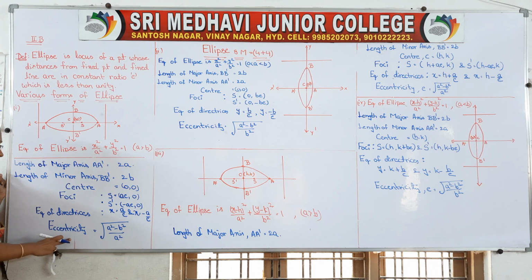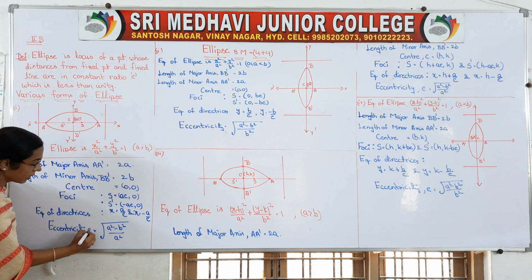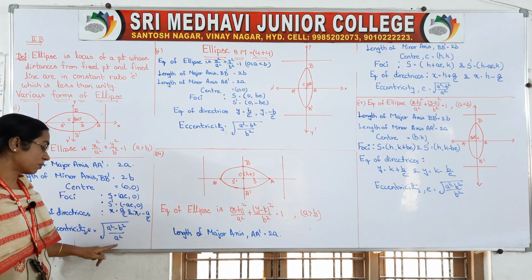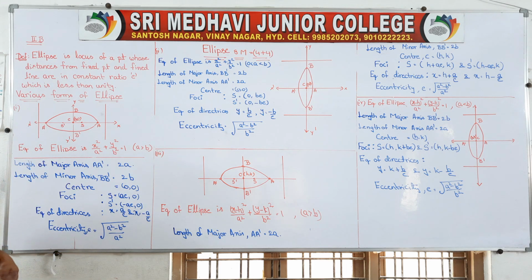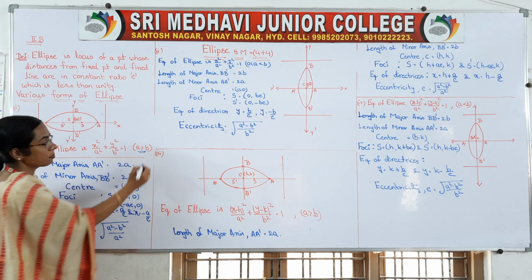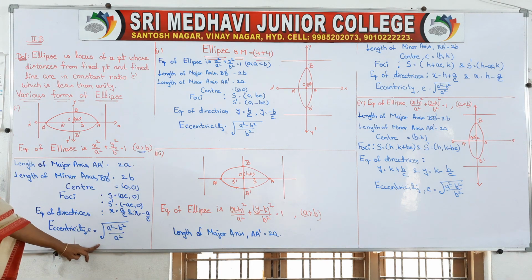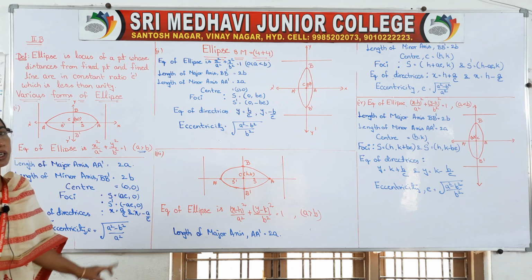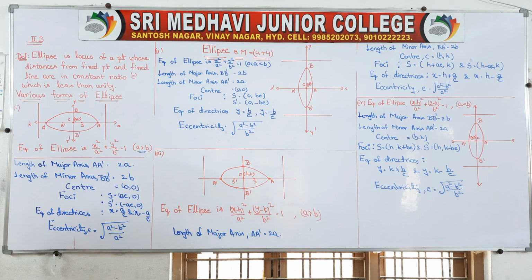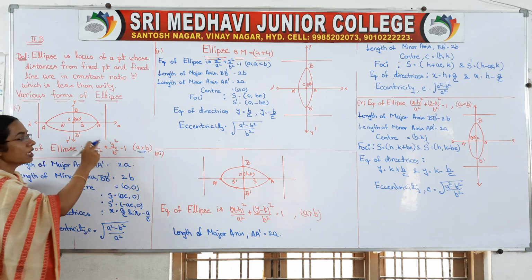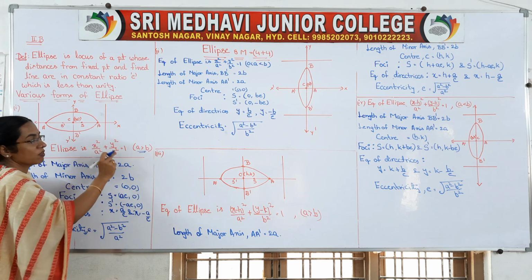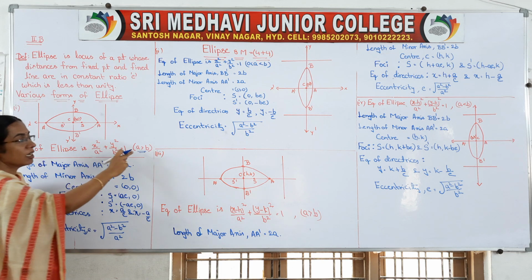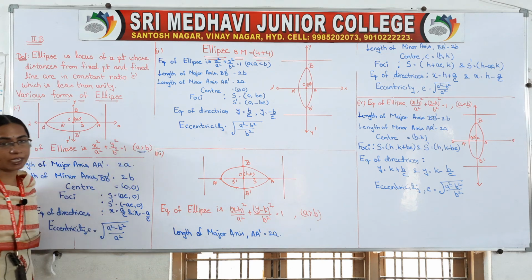Next, come to eccentricity. It is denoted by the letter e, and it is equal to root of a square minus b square by a square. Whenever a is greater than b, your eccentricity formula will be root of a square minus b square by a square. Okay, so for the ellipse, what is the standard equation? x square by a square plus y square by b square is equal to 1, first case, and here a is greater than b.